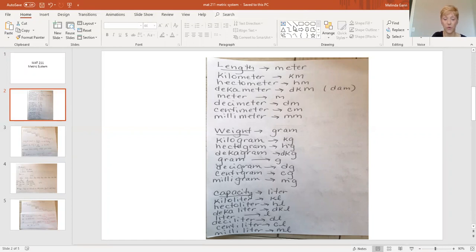Let's see if I can get a pointer. Remember I told you all you have to know is the number 10. Here's what I mean. There are 10 millimeters in a centimeter. There are 10 centimeters in a decimeter. There are 10 decimeters in a meter. 10 meters equals 1 decameter. 10 decameters is a hectometer, and 10 hectometers is a kilometer. So remember, 10.